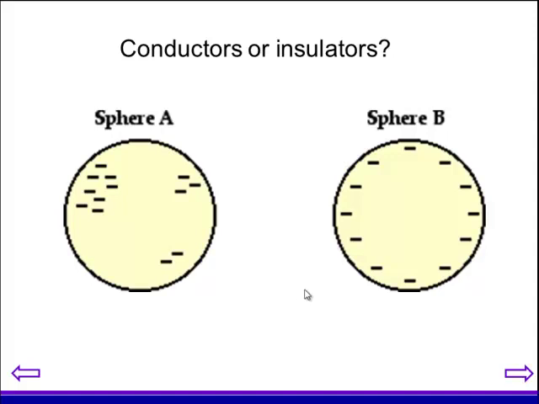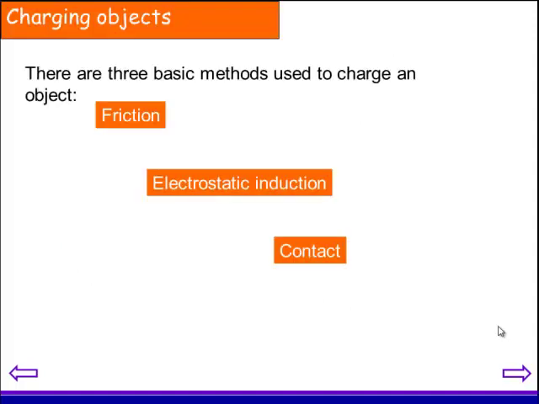So how do we charge things? We've spoken about conductors and insulators and the idea of the original particles. How can we actually charge something? Well, there's three ways to do that: through friction, through electrostatic induction, and through contact.